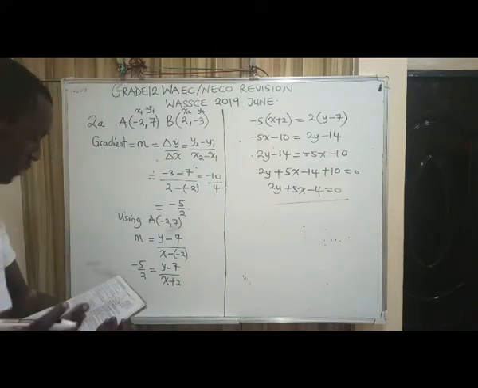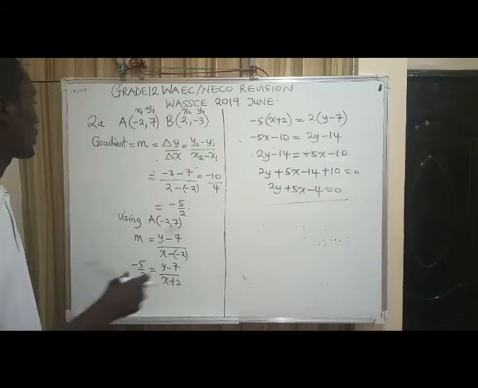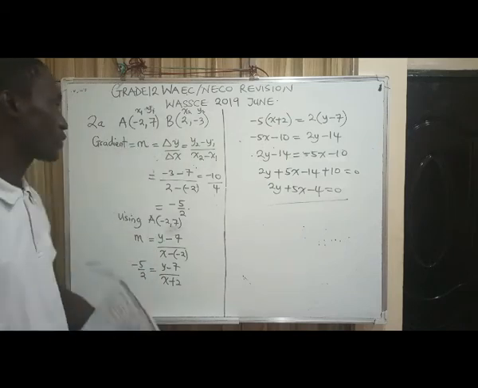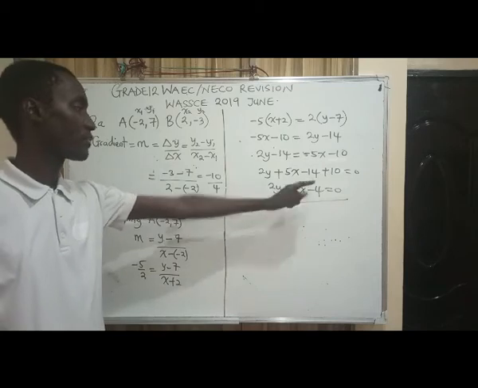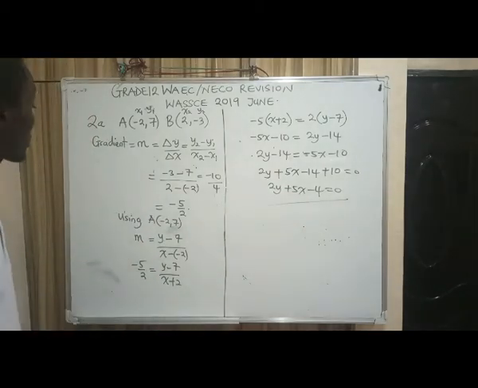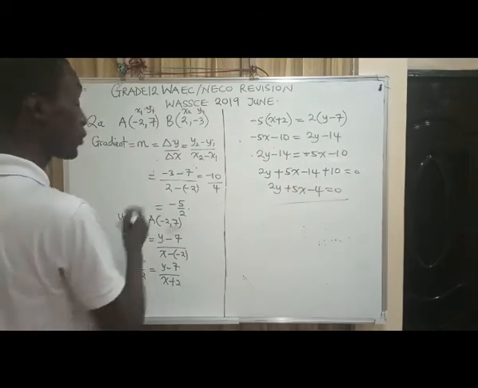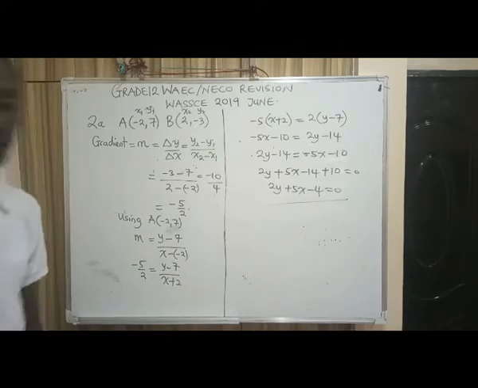So the equation I'm looking for that passes through the points A and B is actually 2y plus 5x minus 4 equal to 0. And that takes care of that problem. Somebody else can decide to use point B. You will still be correct, whichever point you decide to use.